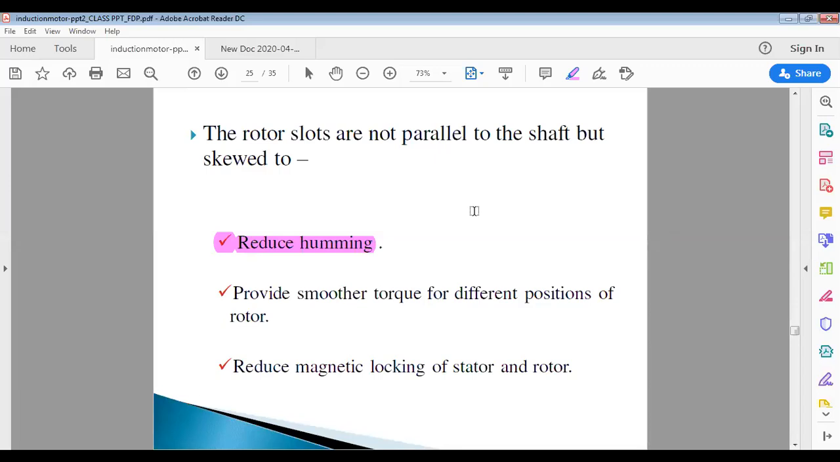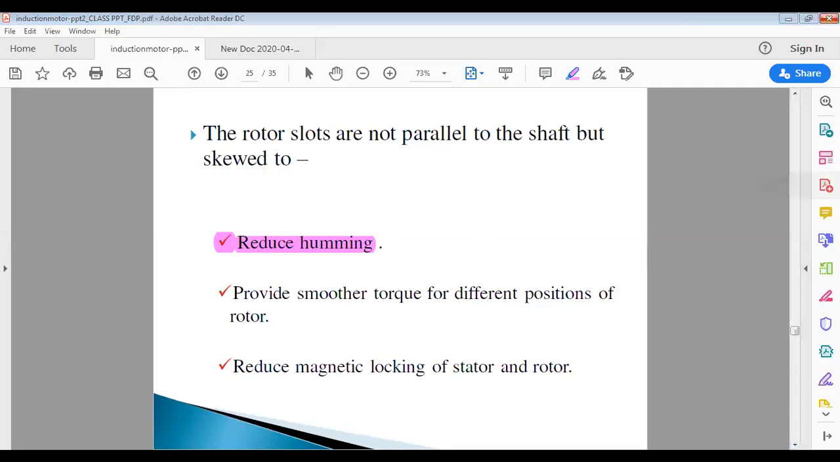It avoids means what? If the motor is running at very high speed, then there is a possibility that its shaft will tilt slightly, and then magnetic locking of stator and rotor slots can be there. But if slots are slightly skewed, even if the rotor shaft tilts, magnetic locking of stator and rotor slots will not be there. Okay, and again with this construction, the torque produced by the motor is smooth. Okay, means the motor runs with smooth speed. That's why slightly skewed slots are used. Clear to all of you, squirrel cage rotor?